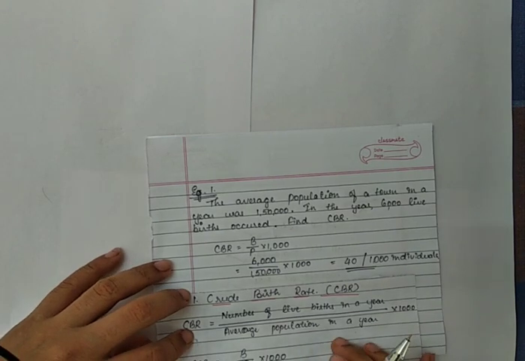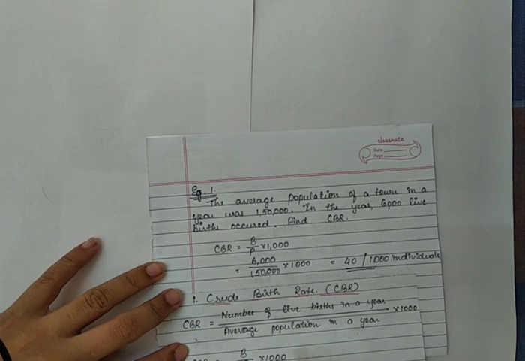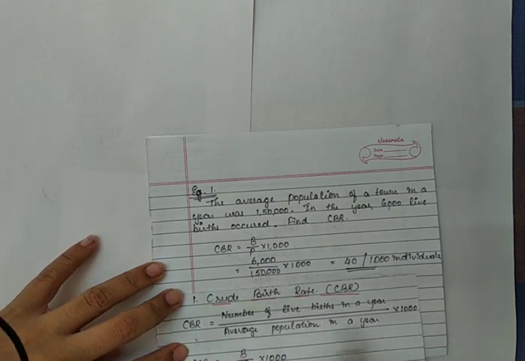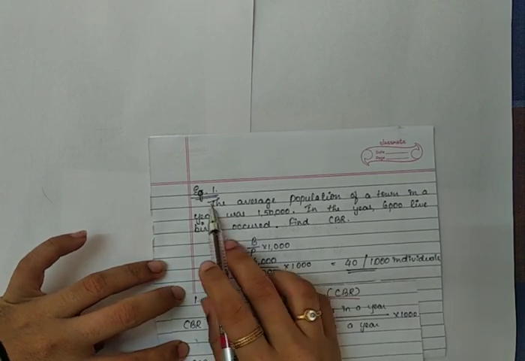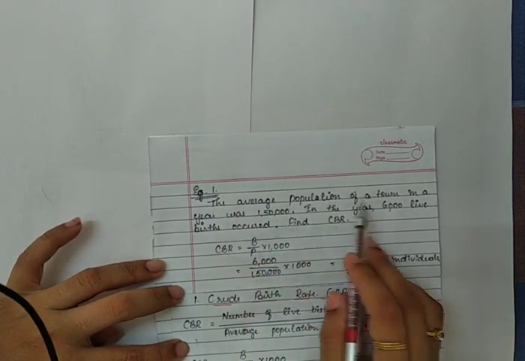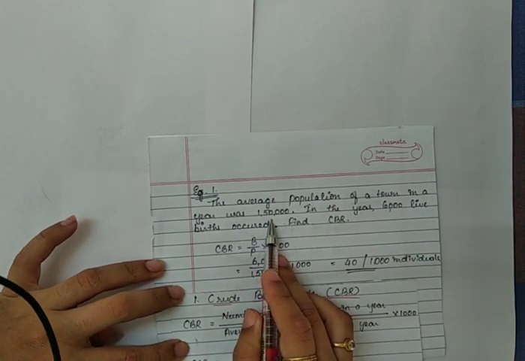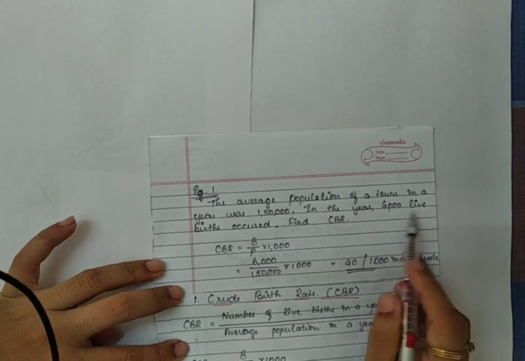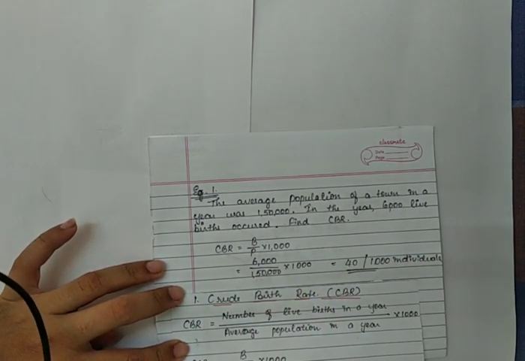So now here is a problem. Okay, crude birth rate, we already got the formula: number of live births divided by average population in a particular year into 1000, isn't it? So now let's see example 1. The average population of a town in a year was 1,50,000. In the year, 6,000 live births occurred. Find CBR. Here is a CBR formula.